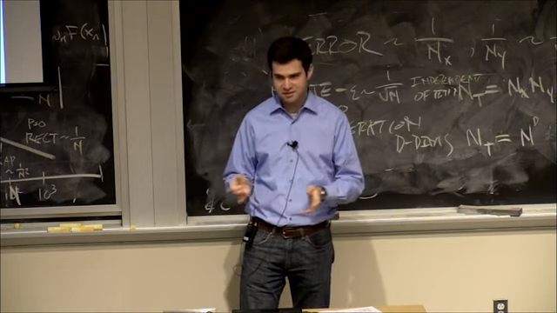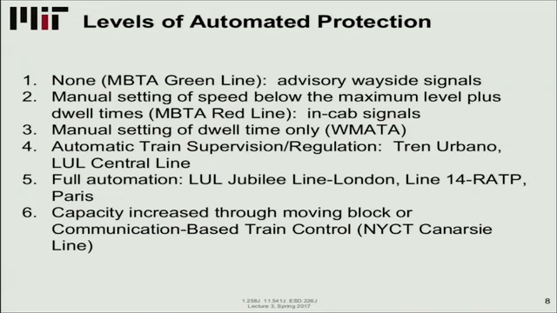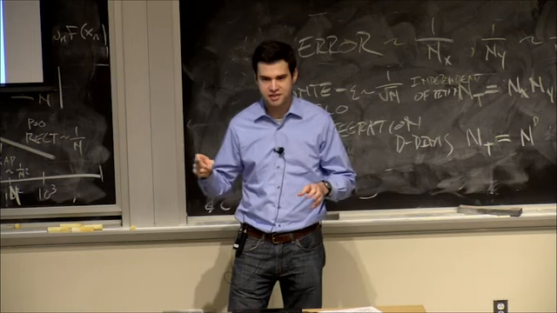So it's a more advanced system from the 70s and 80s. And then we have semi-automated. So we have automatic train supervision or automatic train regulation. A good example of this is Tren Urbano in San Juan, Puerto Rico, and the London Underground Central Line. So here, the train can drive itself automatically between stations. The driver only pushes a button to tell the train, go to the next station, essentially.